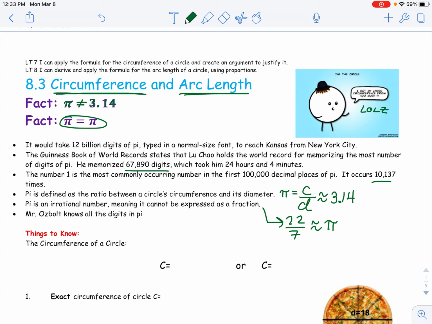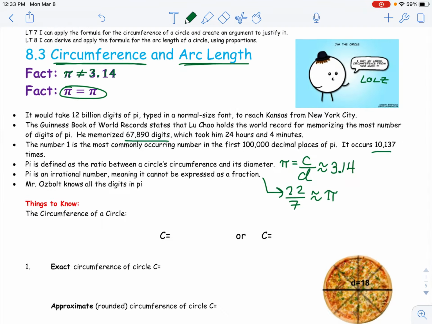And fun fact is, I know all the numbers in pi. I know every single number in pi. You guys want to hear them? 0, 1, 2, 3, 4, 5, 6, 7, 8, 9. That's it. I just don't know the order. All right, so I know all the numbers. I know that's pretty cool. I just got to work on the order of those numbers.